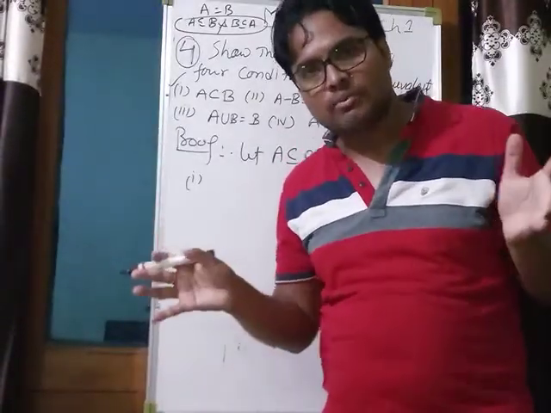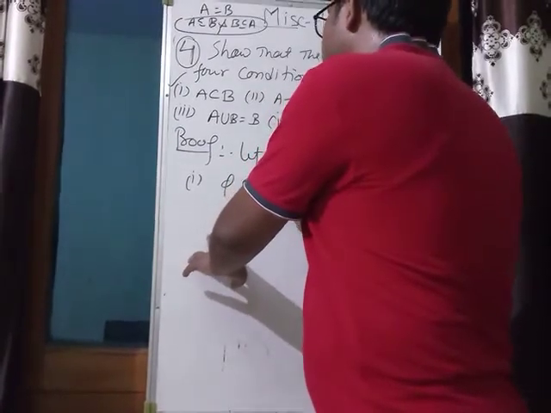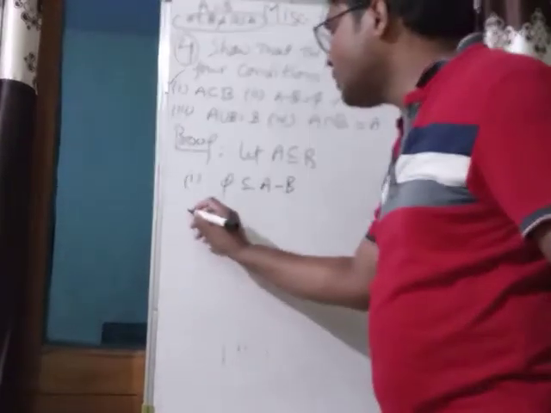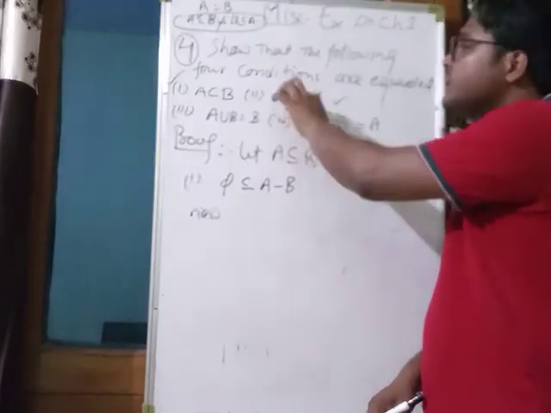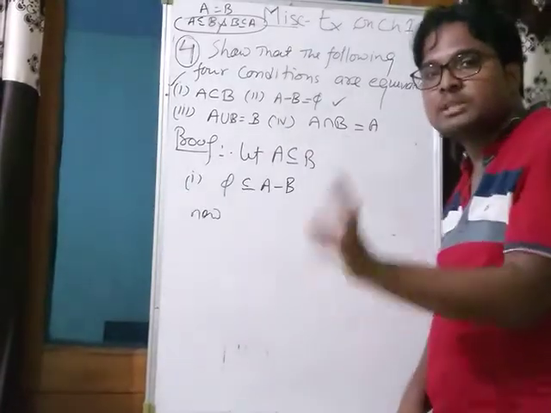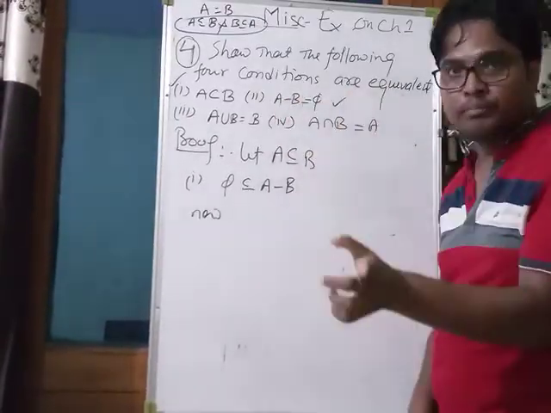Phi is the subset of all sets. That's why phi is also a subset of A difference B, clearly. Now if we want to show that A difference B is a subset of phi, we have to prove that each element of A difference B belongs to phi.